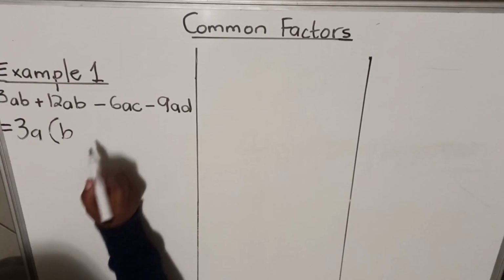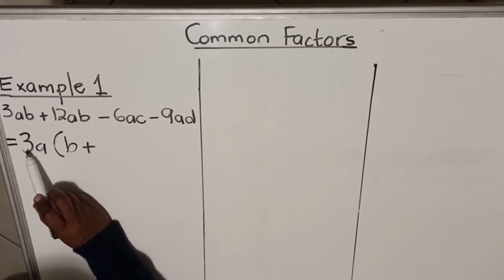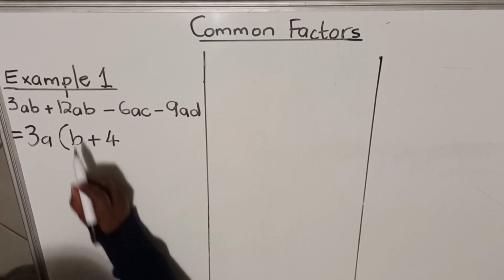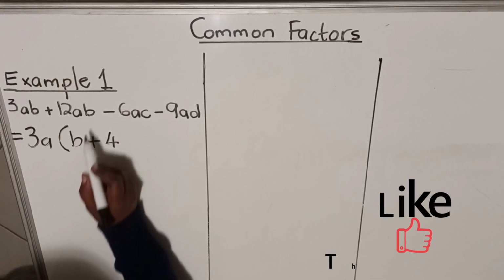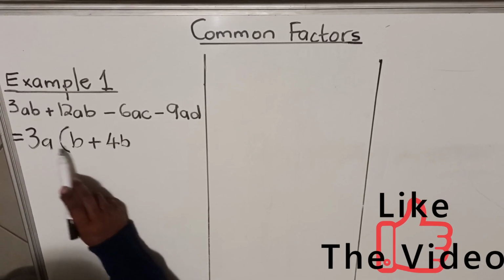Then we go to the next term. Our sign there is plus. So I'm going to say 12 divided by 3. You can use your calculator. It will be 4. And then A divided by A will be 1. And then if I multiply it out, 3 times 4 is 12. A times B is 8AB. Then it's correct.